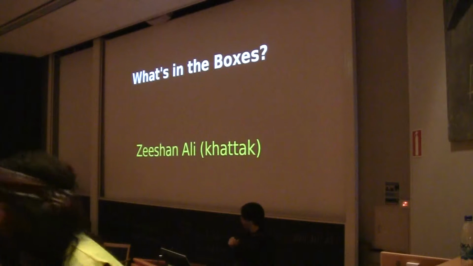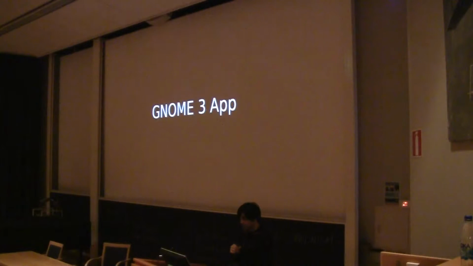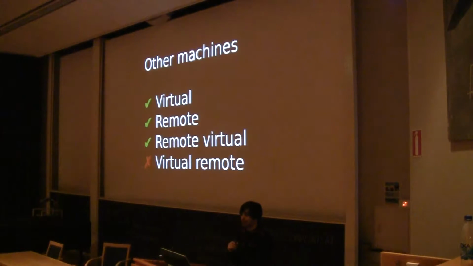As you heard, my name is Dishan Ali. I'll talk about something called Boxes. It's a GNOME 3 application. GNOME 3, if you don't know, is a desktop environment. It's a really cool one. Looks really cool. This project is about management of other machines. "Other machines" is a general name we use for two types of machines, the virtual machines and the remote machines.